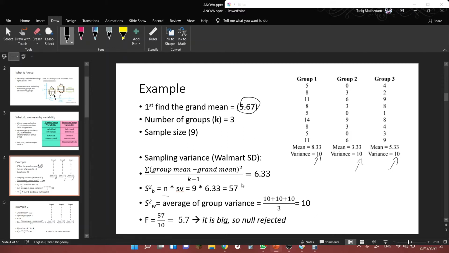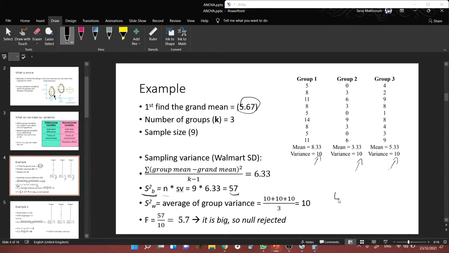And then the final result to calculate our ANOVA value, or F, is we're going to take our between group variance, which was 57, and we're going to divide it by our within group variance, which is 10. Okay? And so that's 57 divided by 10, and the result is going to be 5.7.